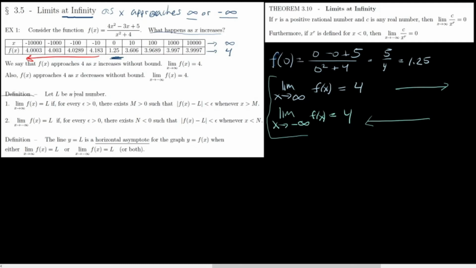There's no delta here, but there are epsilons, and just briefly, just to explain what this means. The definition: as x approaches positive infinity of f of x, that's going to be some number L, if for every epsilon there exists some positive number m such that the absolute value of the difference between f of x and L is less than epsilon whenever x is bigger than m.